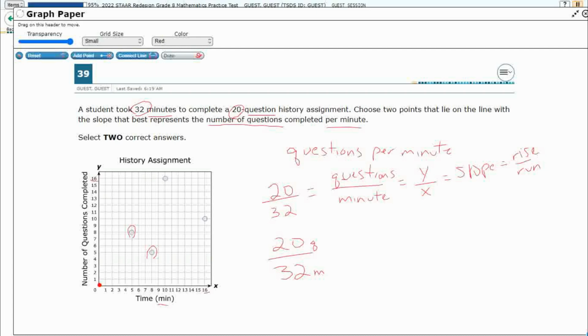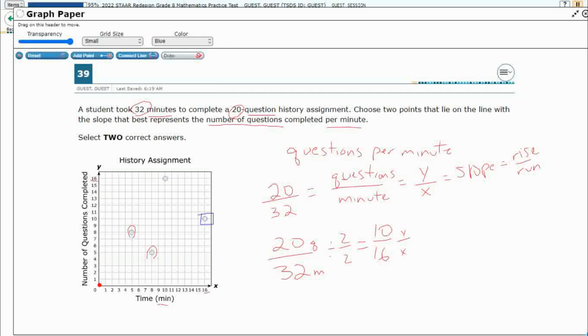So let's divide by 2, and we're going to get 10 over 16, so 10 questions, right? Remember, this is my y, and that's my x. So 10 questions over 16 minutes. So I've got this one right here. I'll make that in blue.